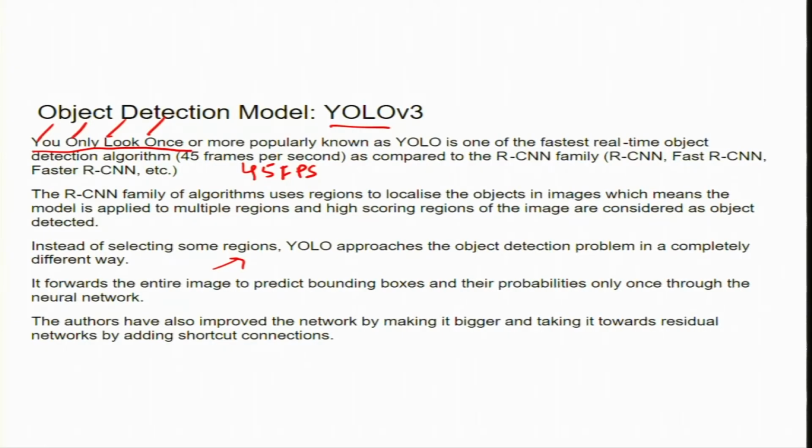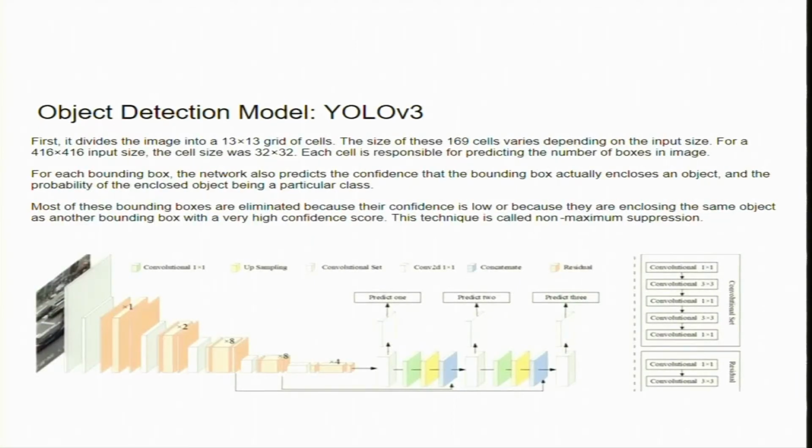So, there are many things now optimized here in YOLO. Let us go ahead and see some of the details of YOLO version 3, because this particular model is what we will be discussing for doing computer vision at the edge of an IoT. YOLO first divides the image into a grid of 13 by 13.